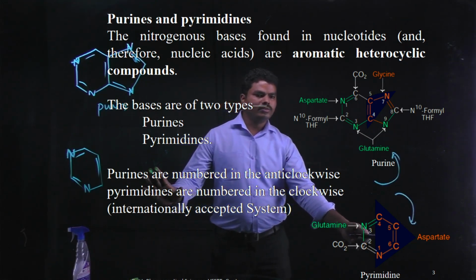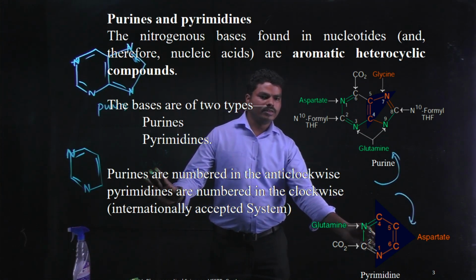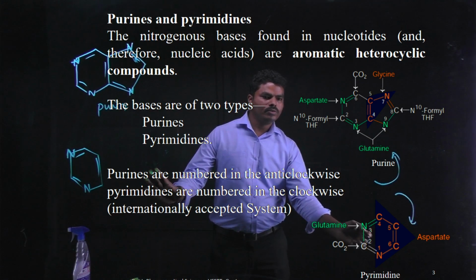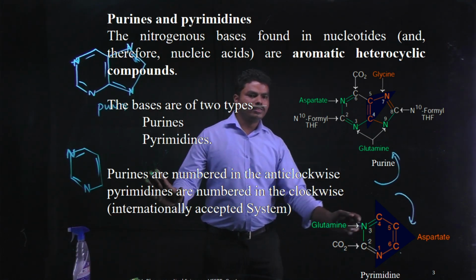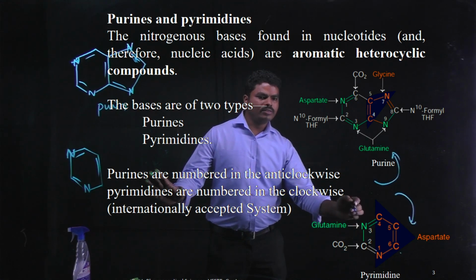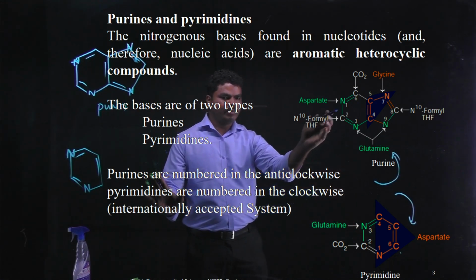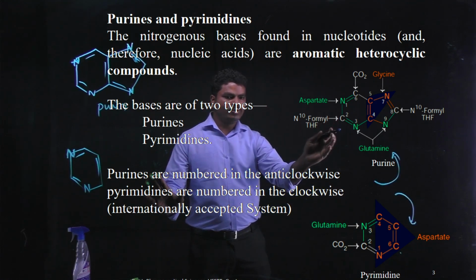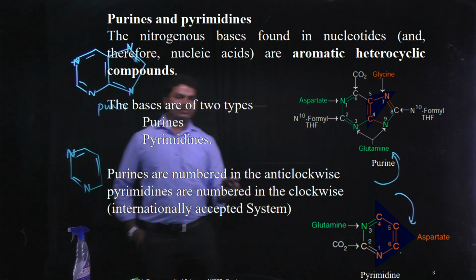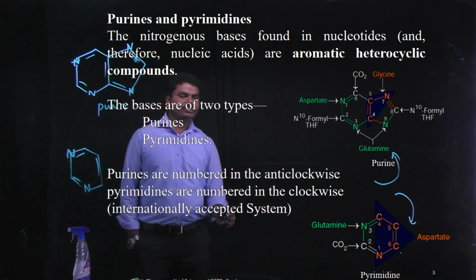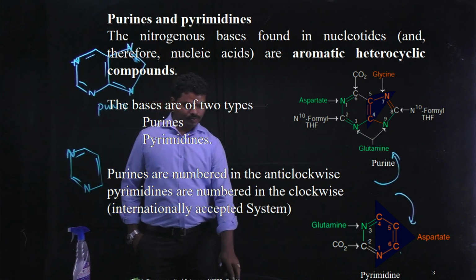So in the case of pyrimidine, the number starts in the clockwise direction: 1, 2, 3, 4, 5, 6. That is the clockwise direction. But in the case of purine, it is anti-clockwise, so the numbering starts from 1, 2, 3, 4 like this. That is the anti-clockwise direction. This numbering for purine and pyrimidine is accepted internationally.